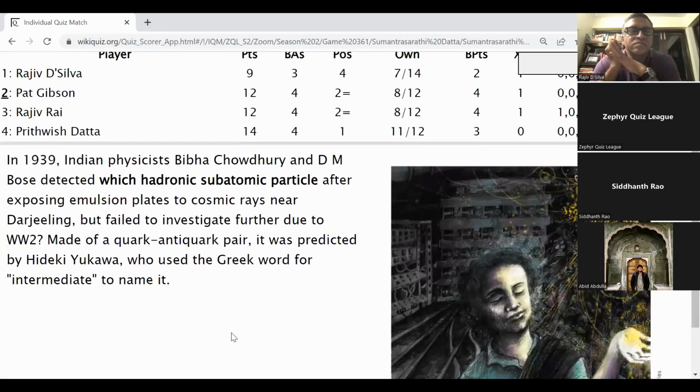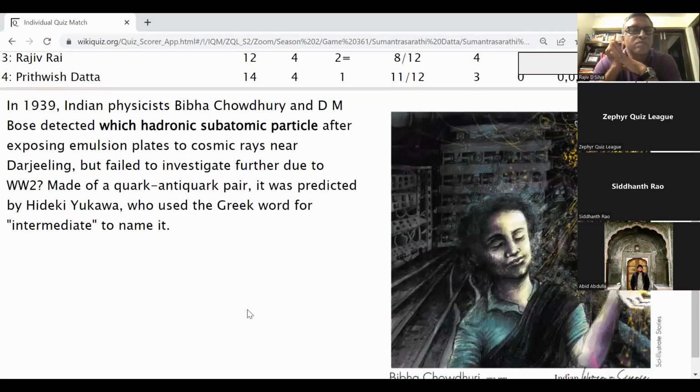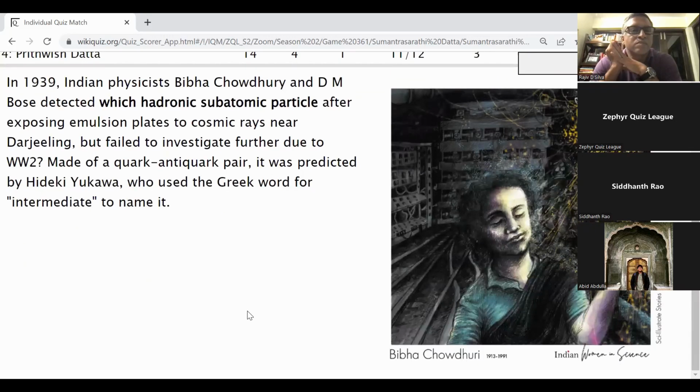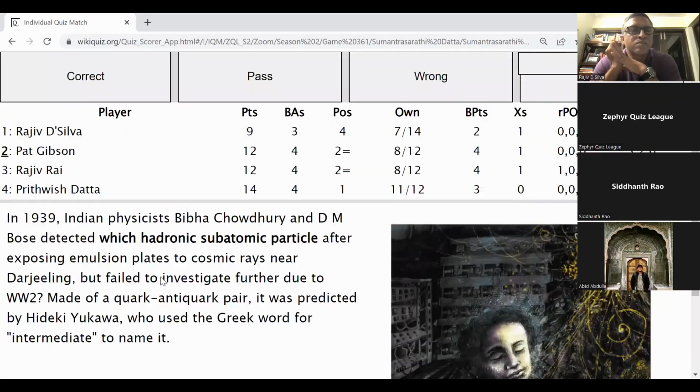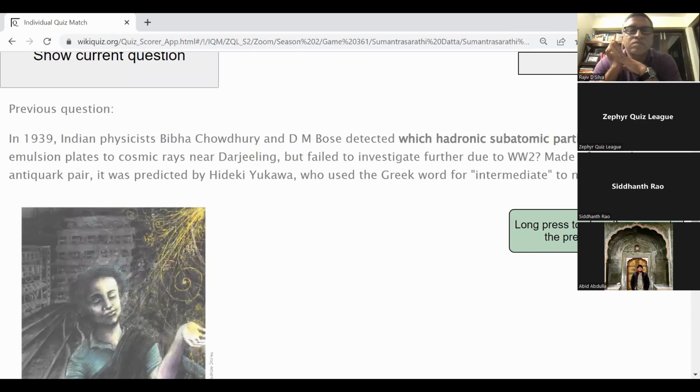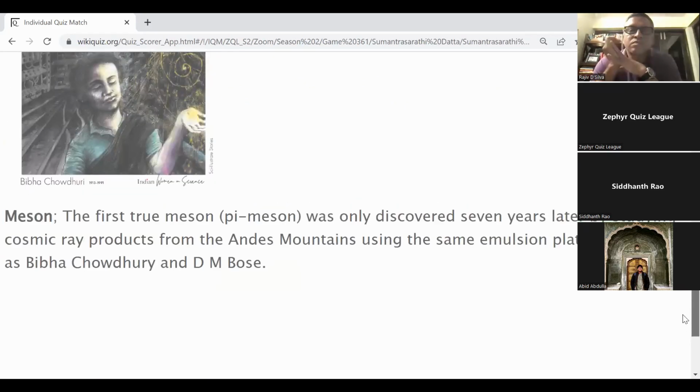In 1939, Indian physicists Bibha Chaudhary and D.M. Bose detected which hadronic subatomic particle after exposing emulsion plates to cosmic rays near Darjeeling, but failed to investigate further due to World War II. Made of a quark-antiquark pair, it was predicted by Hideki Yukawa, who used the Greek word for intermediate to mean. Meson. Meson is the super answer. This is indeed Meson, intermediate.